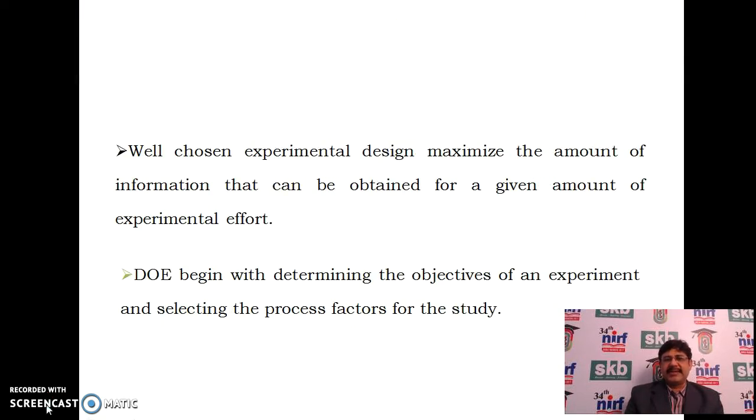A well chosen experimental design maximizes the amount of information that can be obtained for a given amount of experimental effort. Design of experiment begins with determining the objective of an experiment and selecting the process factors for the particular study.